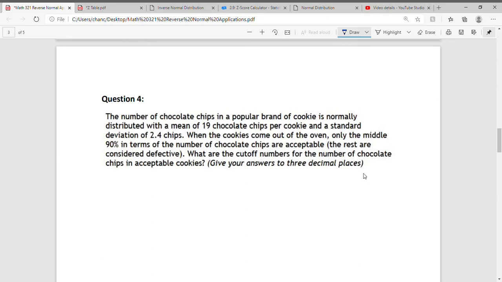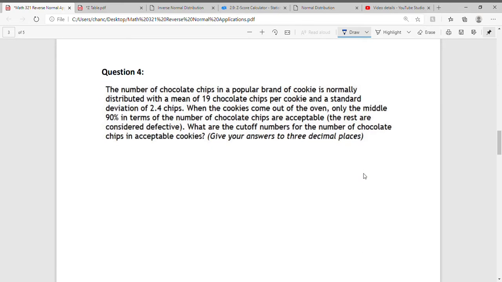In question number 4, the number of chocolate chips in a particular brand of cookie is normally distributed with a mean of 19 chocolate chips per cookie and a standard deviation of 2.4 chips. When the cookies come out of the oven, only the middle 90% in terms of the number of chocolate chips are acceptable. The rest are considered defective. What are the cutoff numbers for the number of chocolate chips in acceptable cookies? Give your answers to 3 decimal places.